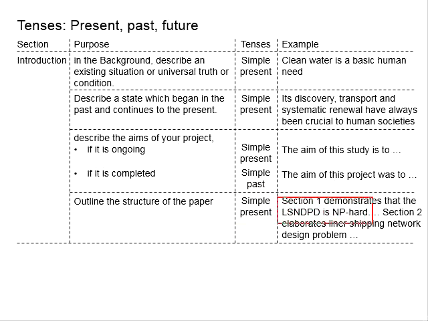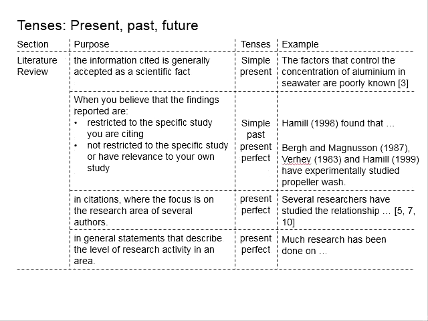This is an example sentence. For example, section 1 demonstrates that. Section 2 elaborates that. The verbs demonstrates and elaborates appear in the simple present tense as you are communicating with the readers.